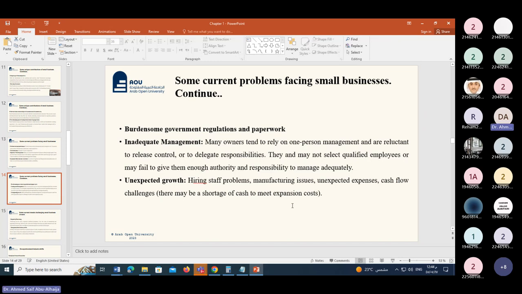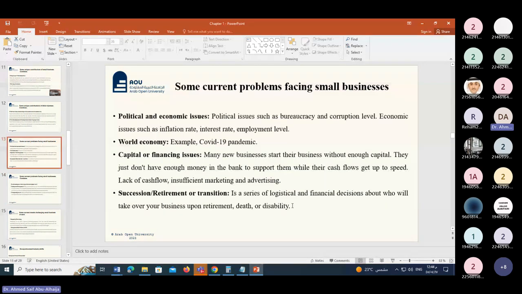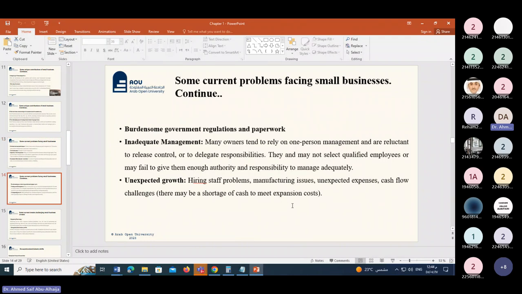Because, again, this will remind us of what? Who can remember? The political and economic issues about bureaucracy, right? Sometimes there is a big problem with the bureaucracy. If you need to open your business, you need to take many approvals from different parties. This will take time and you need to pay a lot of money. This will make you not have the business. It's hard to have a business.